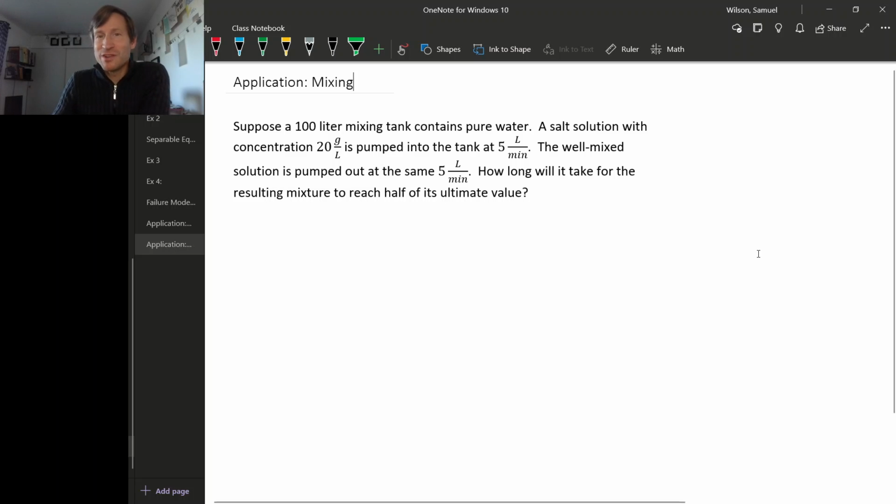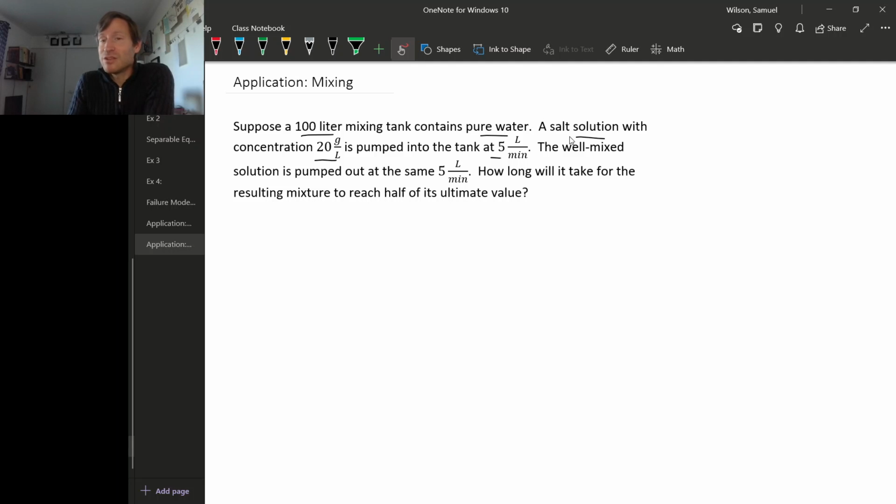Let's suppose that we're going to mix up some salt solution in a big mixing tank. So suppose we start out with a 100-liter mixing tank that starts with pure water. And into this we pump a salt solution at 5 liters per minute. And that salt solution has some salt in it that's 20 grams of salt dissolved in each liter of water.